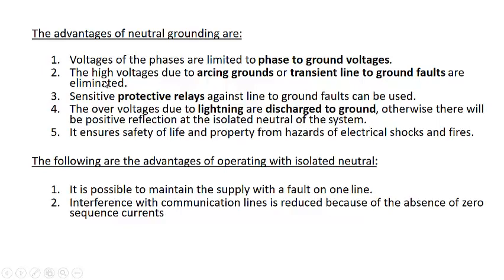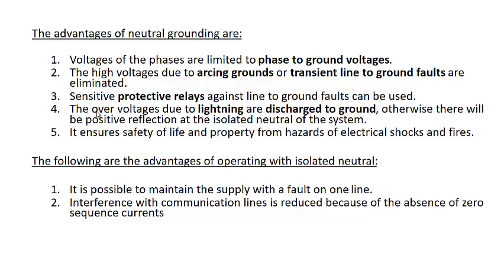In case of isolated grounding, you will see there will be arcing grounds and transient line to ground faults, which are absent in case of neutral grounding. When neutral grounding is used, protective relays can be used to protect the system against line to ground faults, and the overvoltage due to lightning and switching will be discharged to ground through this neutral. Otherwise, there will be a positive reflection at the isolated neutral of the system. Isolated neutral means the neutral is not connected to the ground, that means not connected to the soil.